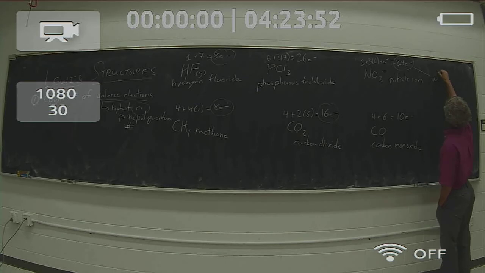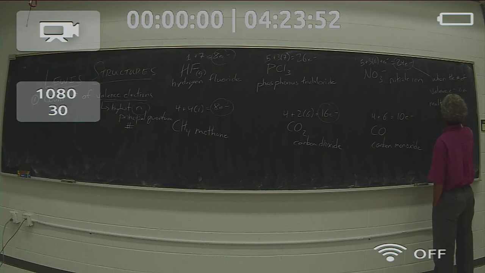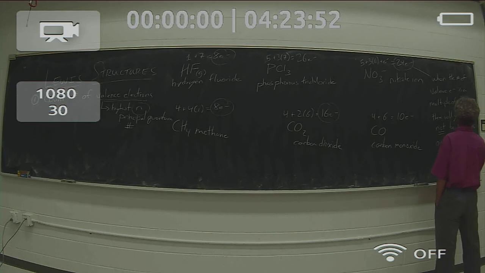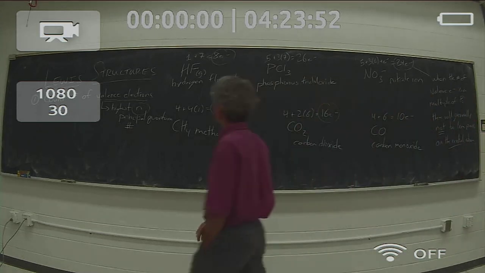So when the number of valence electrons is a multiple of 8, there will generally not be lone pairs on the central atom. The lone pairs will generally be on the outer atoms.